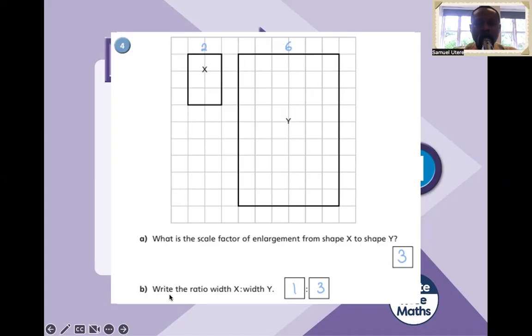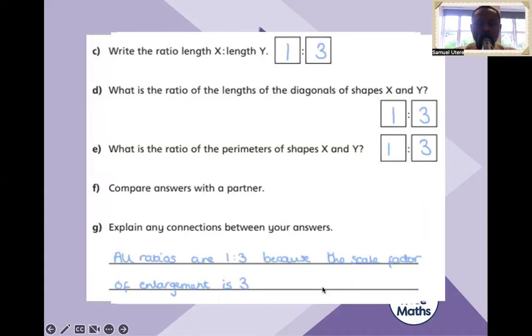Then you're asked to write the ratio of the width of X to the width of Y. It is 1:3. If you wrote 2:6 and then simplified that ratio, you will get 1:3. Here are the answers for C, D, E, F, and G. So mark your work and celebrate your success.